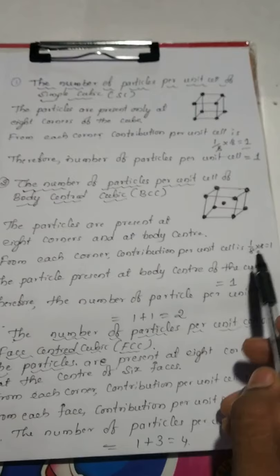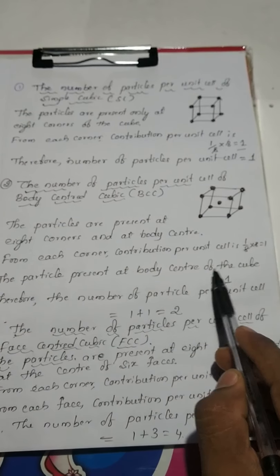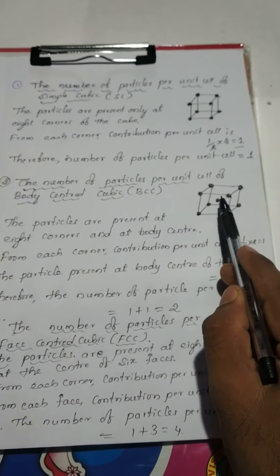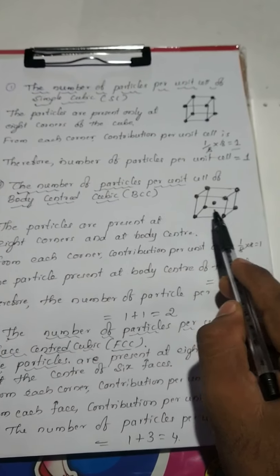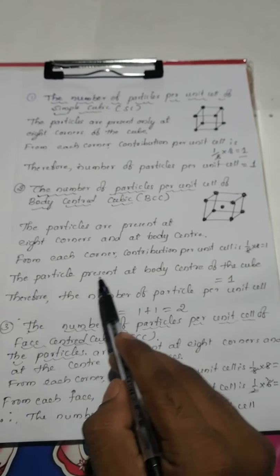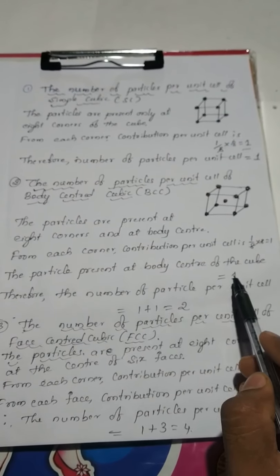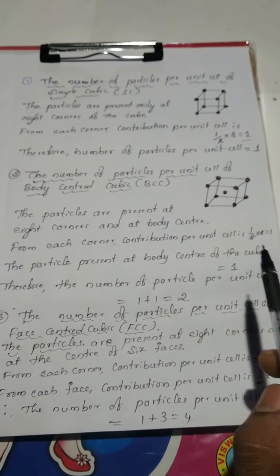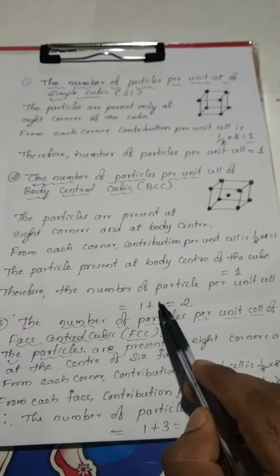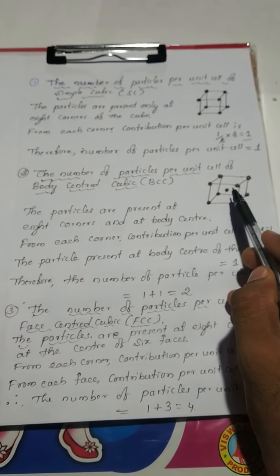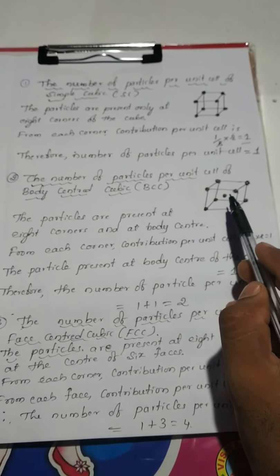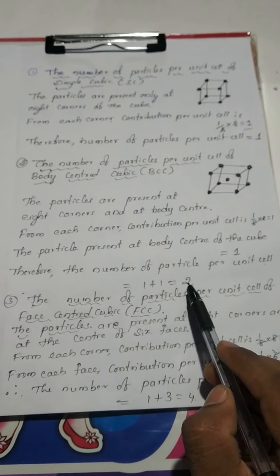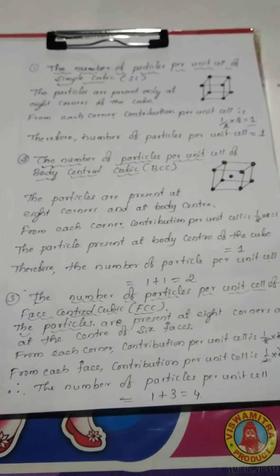The particle present at the body center of the cube is not shared among any unit cell. It belongs to this unit cell only. Hence, the particle present at the body center of the cube is 1. Therefore, the number of particles per unit cell is 1 plus 1, equal to 2. So the number of particles present per unit cell of body centered cubic is 2, or the number of particles present in the BCC is 2.